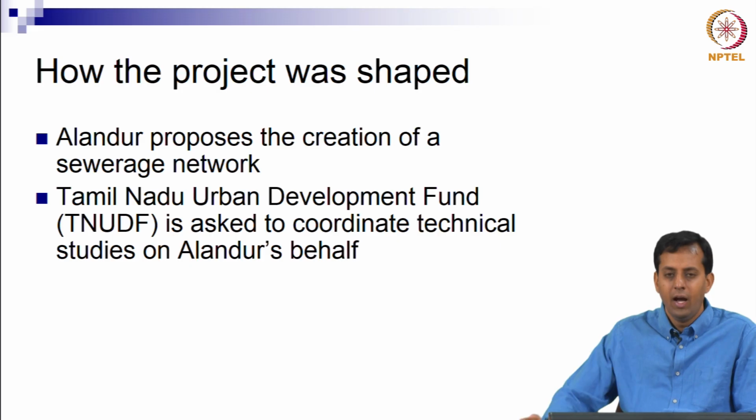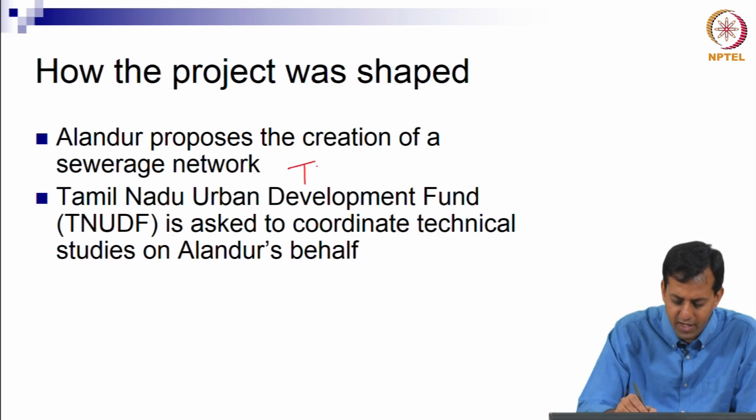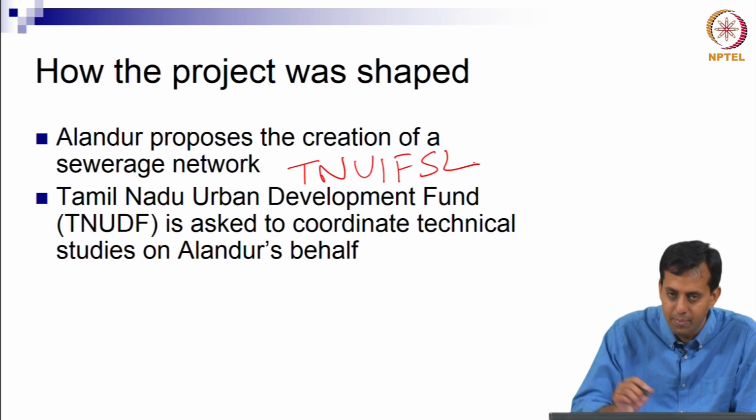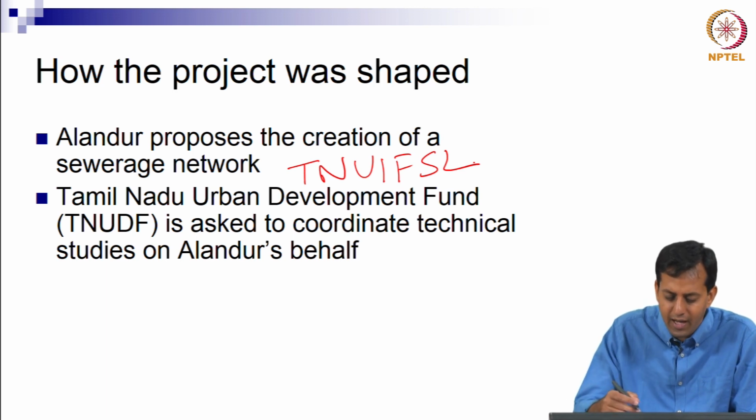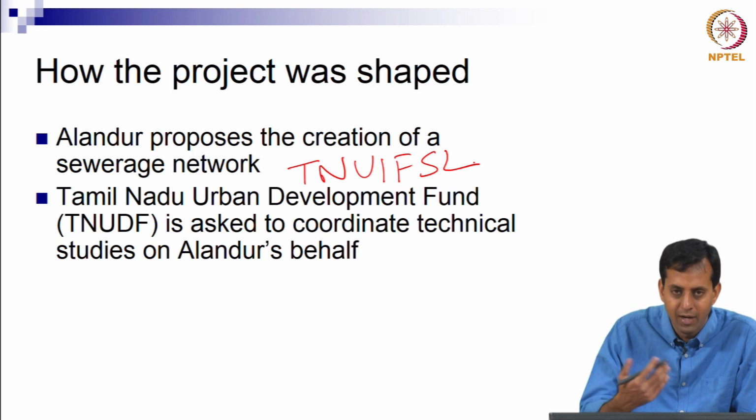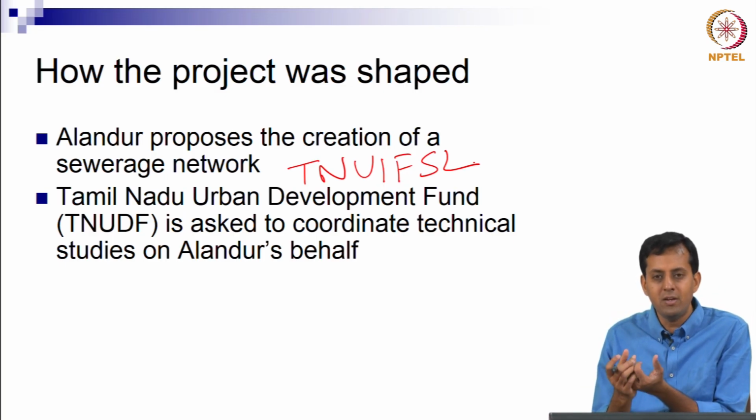There is an organization in Tamil Nadu, and many other states have this. The precise name is the Tamil Nadu Urban Infrastructure Financial Services Limited. It is called TUFISIL is what we often call it. Within that there is a fund called the Tamil Nadu Urban Development Fund, right. This is a pot of money which is essentially to be spent on infrastructure development projects, but this is not a grant, right. This is not free money.